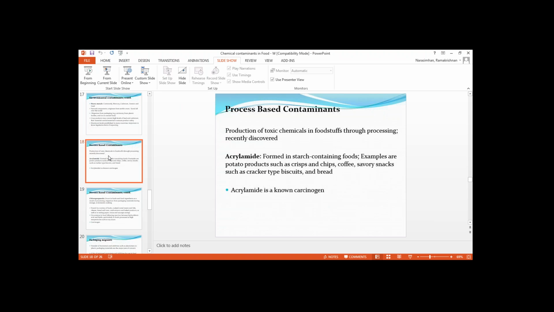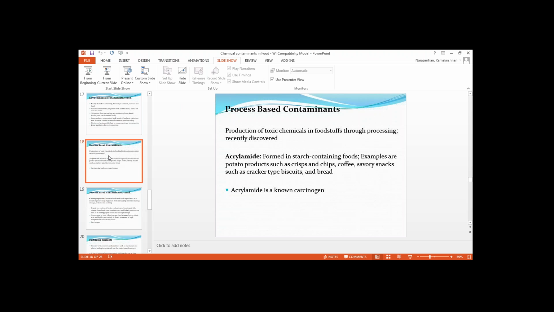Something about process-based contaminants. The production of toxic chemicals in foodstuff through processing is a recently discovered phenomenon. Although this has been occurring for a while, things are coming to light only now. I'm just going to give some information about acrylamide because that's the most well-known example of a process-based contaminant.